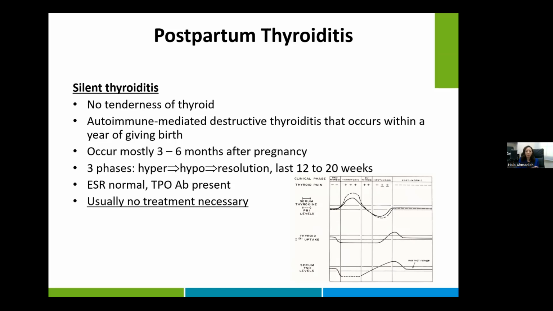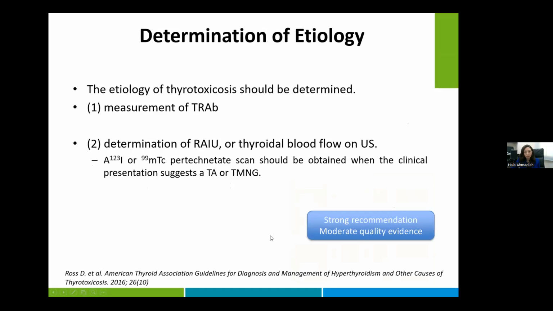And the silent hyperthyroid stage usually needs no treatment. Once they go to the hypothyroid stage, then of course we need to give LT4 replacement. And as the figure shows, they will pass through the hyperthyroid, then the hypothyroid stage eventually in some individuals. In others, they will become euthyroid.